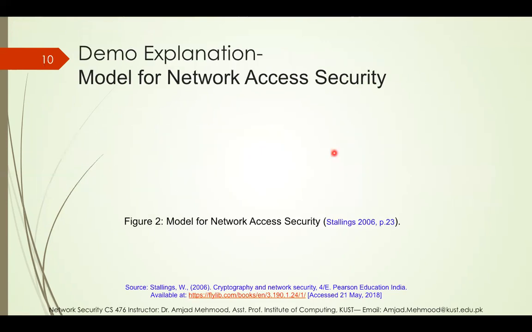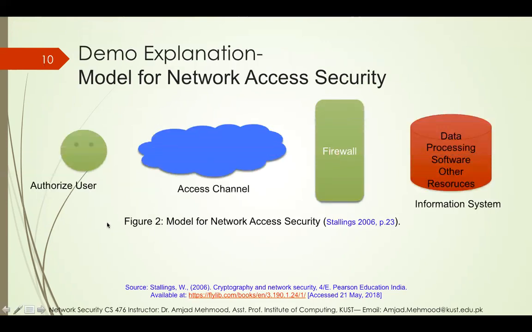I'll explain that with the help of a demonstration. For example, if an authorized user comes and gets access over the access channel and reaches the firewall, as he is an authorized user, he can answer the questions which the firewall asks from authorized users. So the access will be granted to him, and he reaches the information system and he can perform whatever he wants.